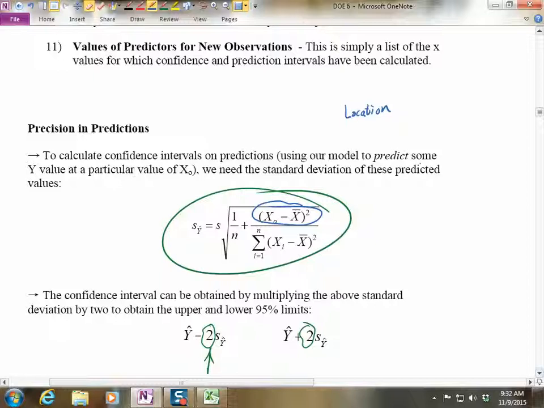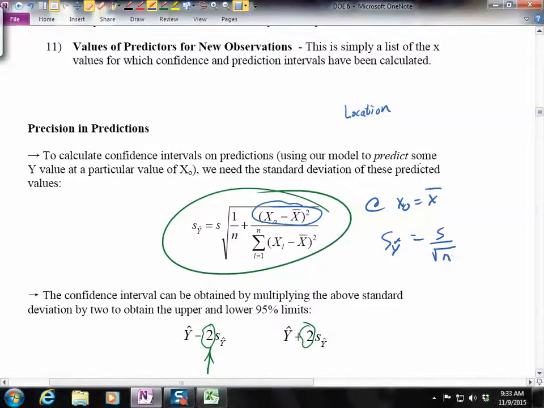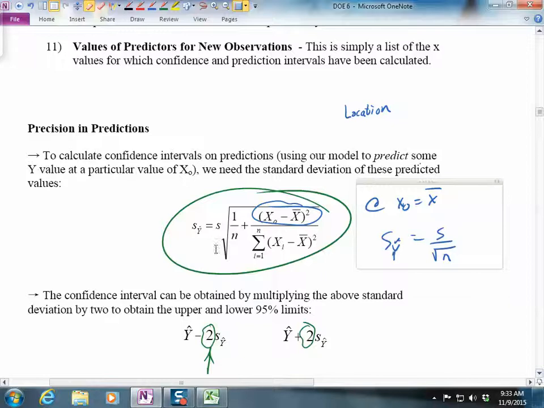And S of y equals S, if you're predicting at x naught equals the mean, that's our noise. Does that look familiar? Okay, everything comes together, and it is as it should be, right? That's like the central limit theorem when we're doing stuff with the mean.